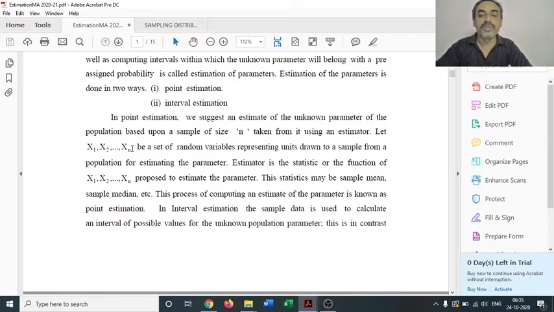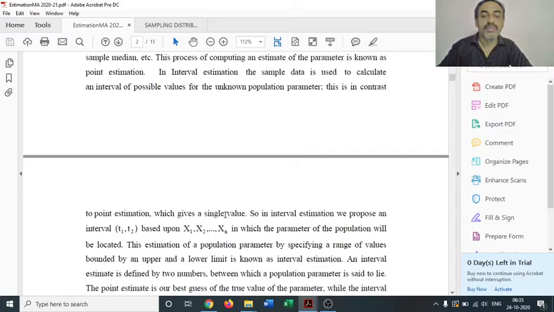Here we are proposing a value through an estimator or a statistic composed of the samples x1, x2, etc., xn drawn from that population. But in interval estimation, there is a slight difference. In interval estimation, based upon the sample drawn from the population, we will propose a set of limits, say T1 and T2, within which this unknown parameter will belong.